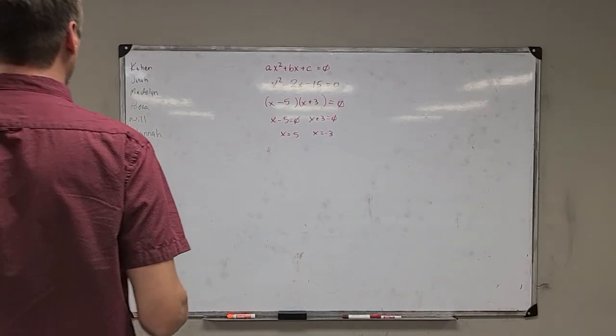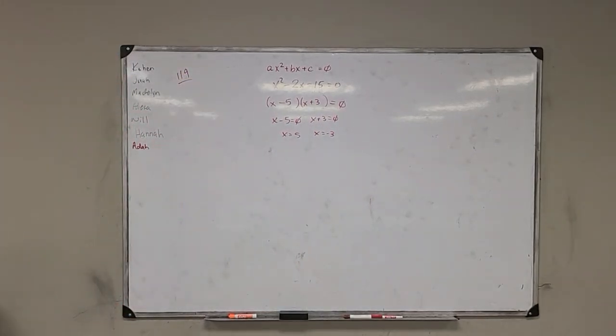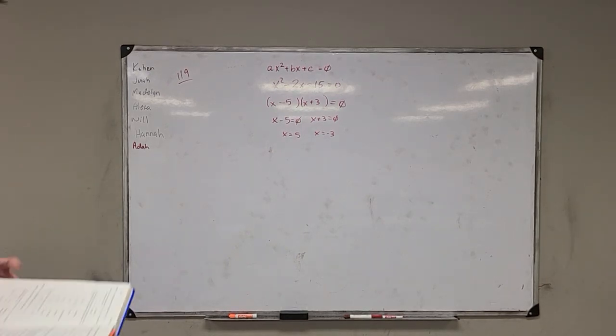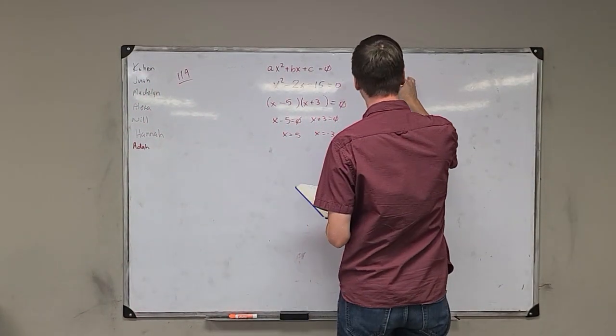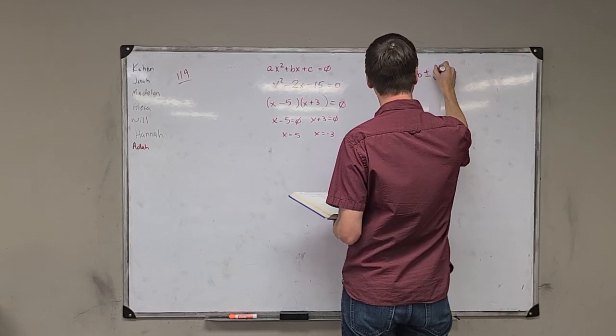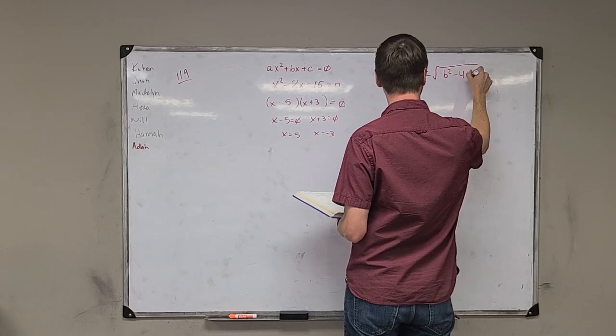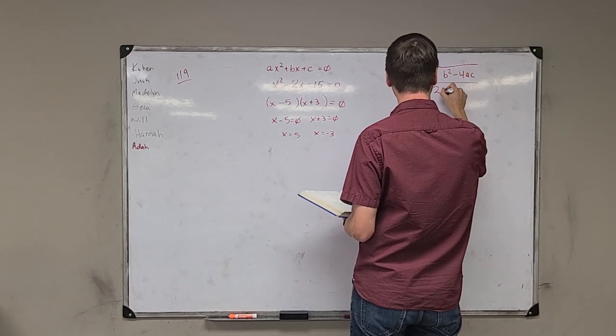So this is 119. All right, here's what the quadratic formula looks like. Like I said, it's ugly. It's going to look scary, but it's not. You're just plugging in values. X equals negative b plus or minus the square root of b squared minus 4ac divided by 2a.